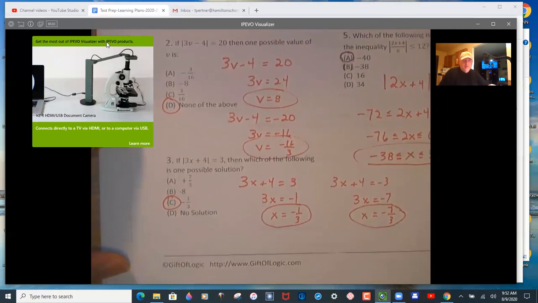Number two, there's my little ad again that I can't seem to get rid of unless I spend lots of money.